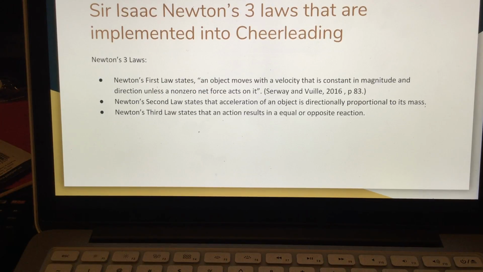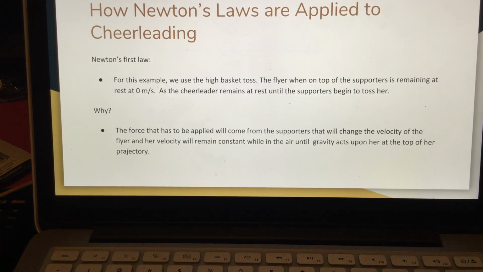So basically, what this first law is stating is that whether in motion or not, an object will stay at rest or in motion unless another force acts upon it. Newton's second law states that the acceleration of an object is directly proportional to the net force and inversely proportional to the mass. And Newton's third law states that every action results in an equal and opposite reaction. I will be going in depth on all three of his laws right now, and we're going to start off with Newton's first law.